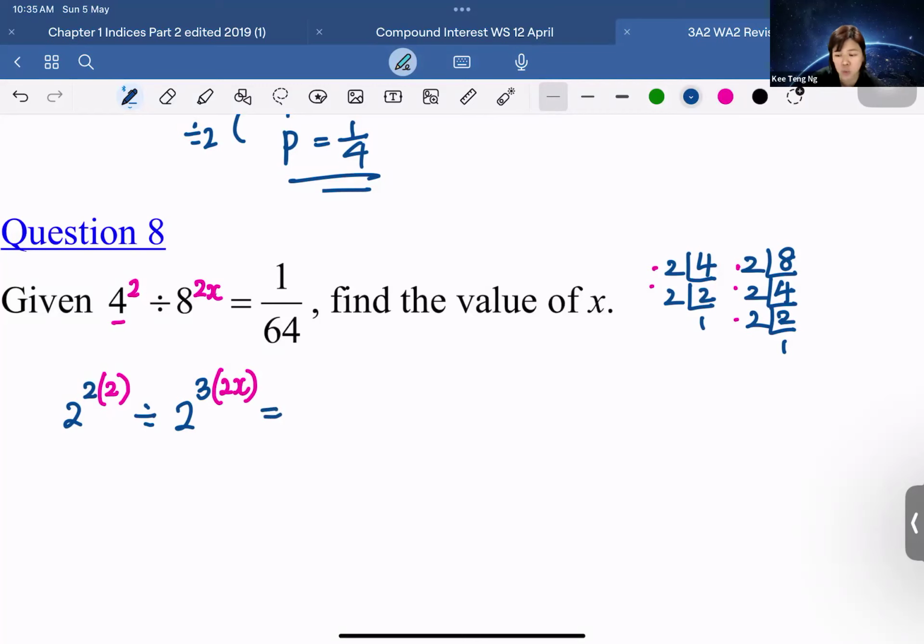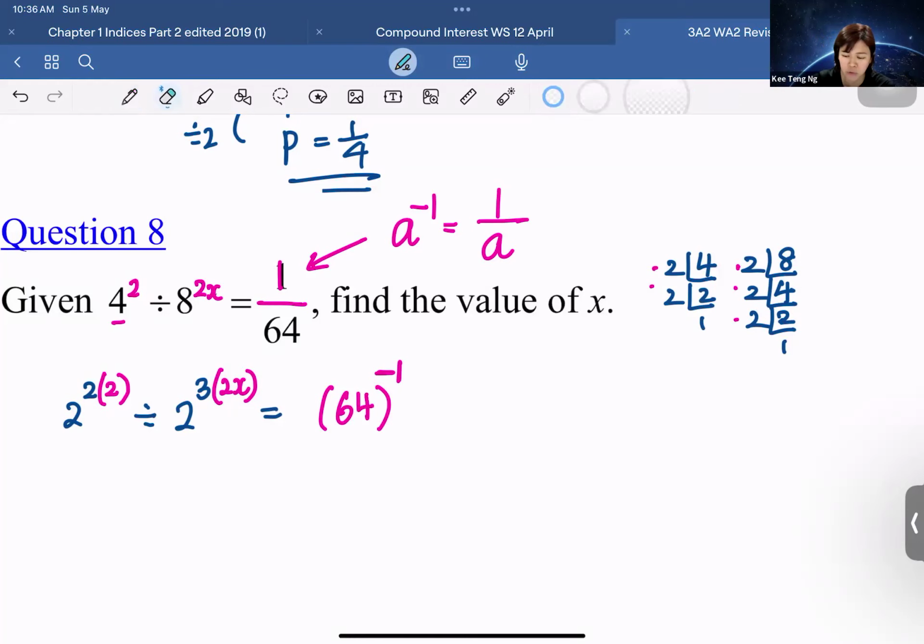Okay, then next one, this is something very common, 1 over. When we see this 1 over, we need to think of the negative indices form. a to the power negative 1 is 1 over a. Correct? So in this case, we are going to change 1 over 64 to 64 to the power of negative 1. But I still want to change 64 into base 2. So I'm not going to keep 64, I'm going to change 64.